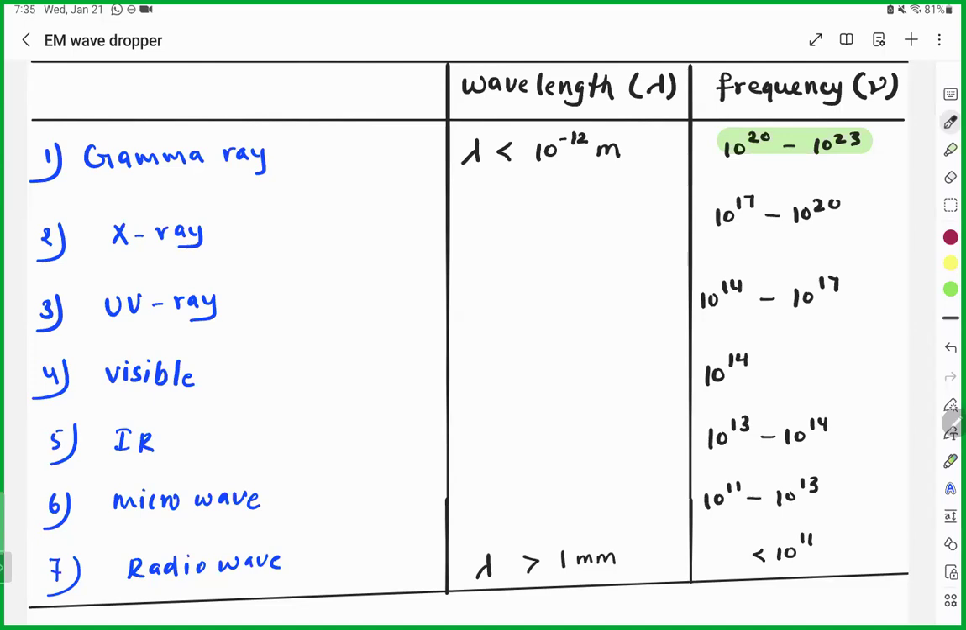For wavelength, I'll make it easy: less than 10 raised to power minus 12, then 10 raised to power minus 8, 10 raised to power minus 7. Here it is very popular that 400 to 750 nanometer is the specific range, which we will use in other chapters too, even in the photosynthesis chapter. Then it will be in micrometer, 10 raised to power minus 6, then millimeter, and even more than that. Remember, wavelength is increasing and frequency is decreasing. No need to remember this data, you have to compare the data.